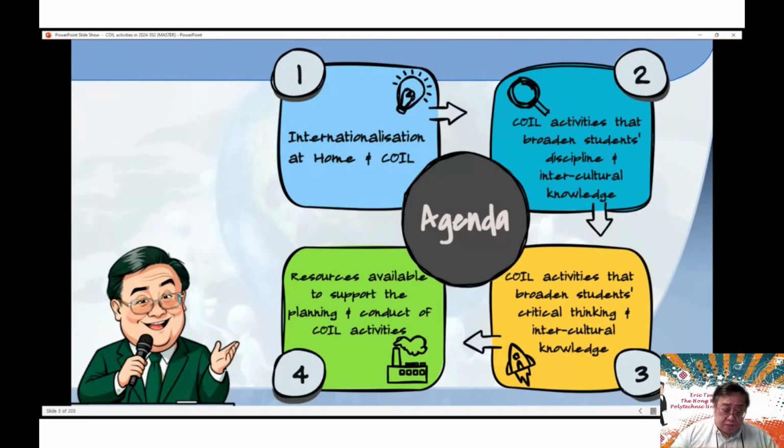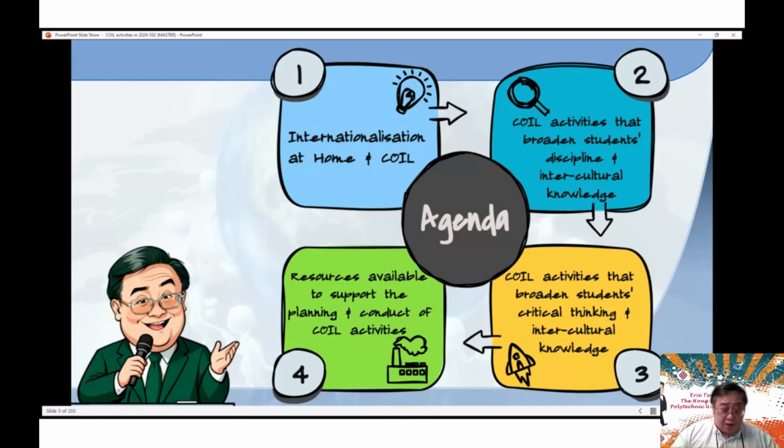Then I would like to illustrate to you how COIL activities can be designed and can be used to broaden students' understanding of the discipline that they are taking, as well as deepen the intercultural knowledge. That's African and Western, African and Asian and Western, and more. Cultural knowledge, which is an important part of critical skills needed in the 21st century.